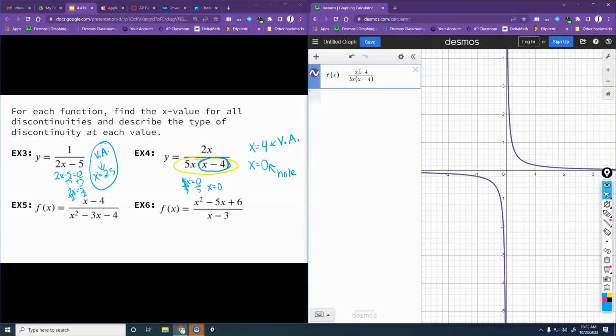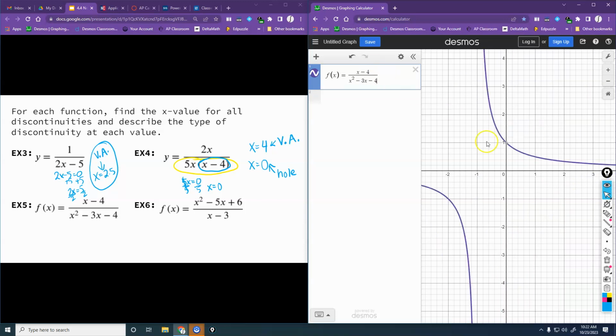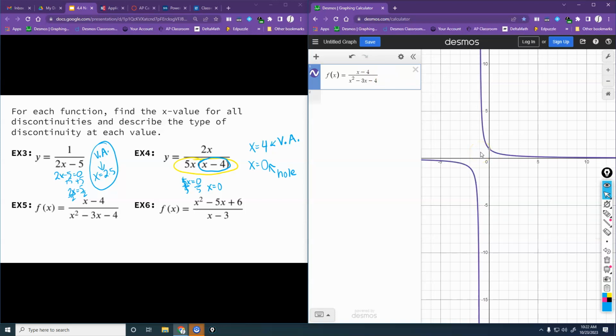So, let's do the next one. Let's graph it. x minus 4 over x squared minus 3x minus 4. All right. That looks like it has a vertical asymptote. Where do you guys think the vertical asymptote is? At negative what? 1. All right, let's try x equals negative 1. Oh, I think that's right. That looks good. So this one looks like it has a vertical asymptote at x equals negative 1. But if I'm looking for a hole in the graph, let's see if we find one.